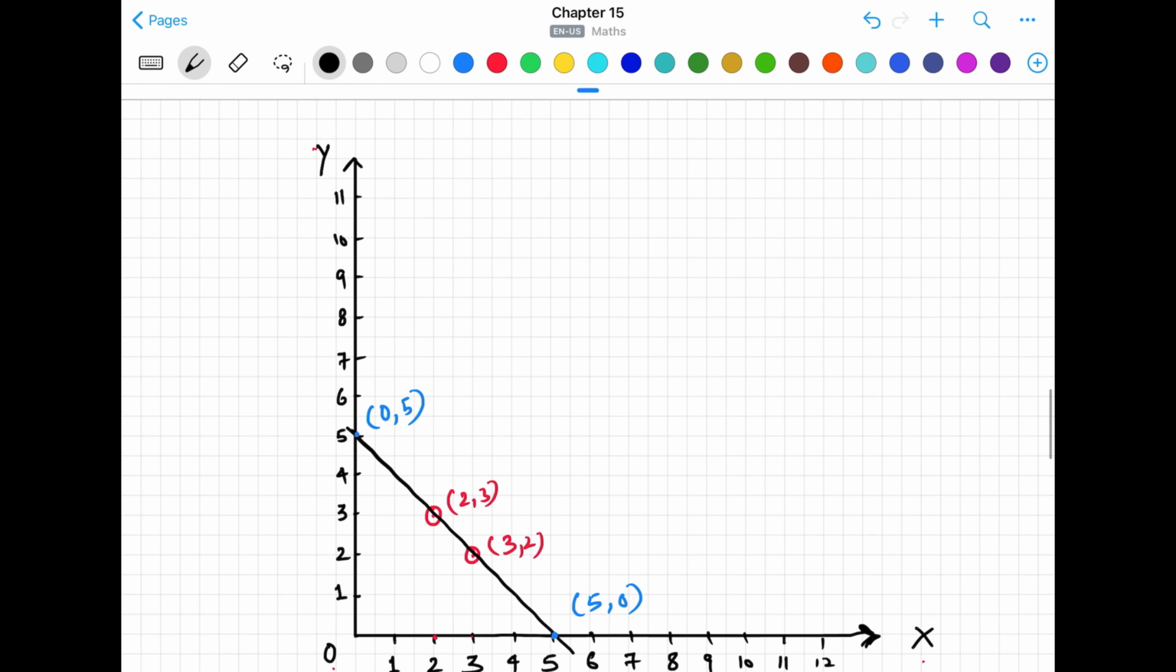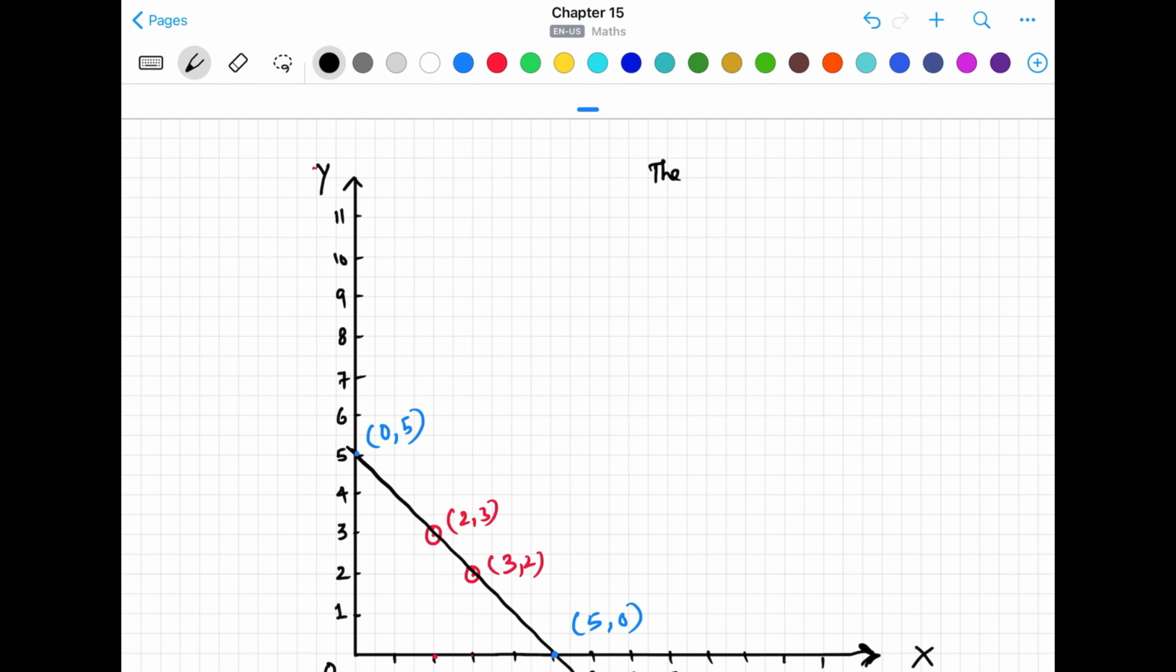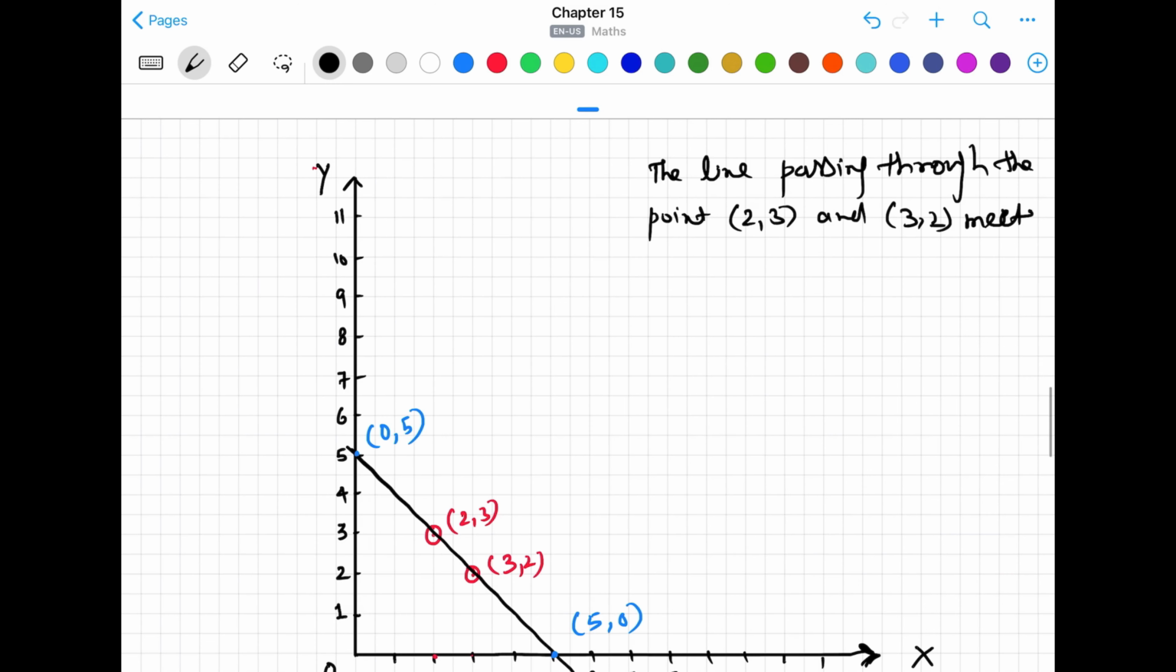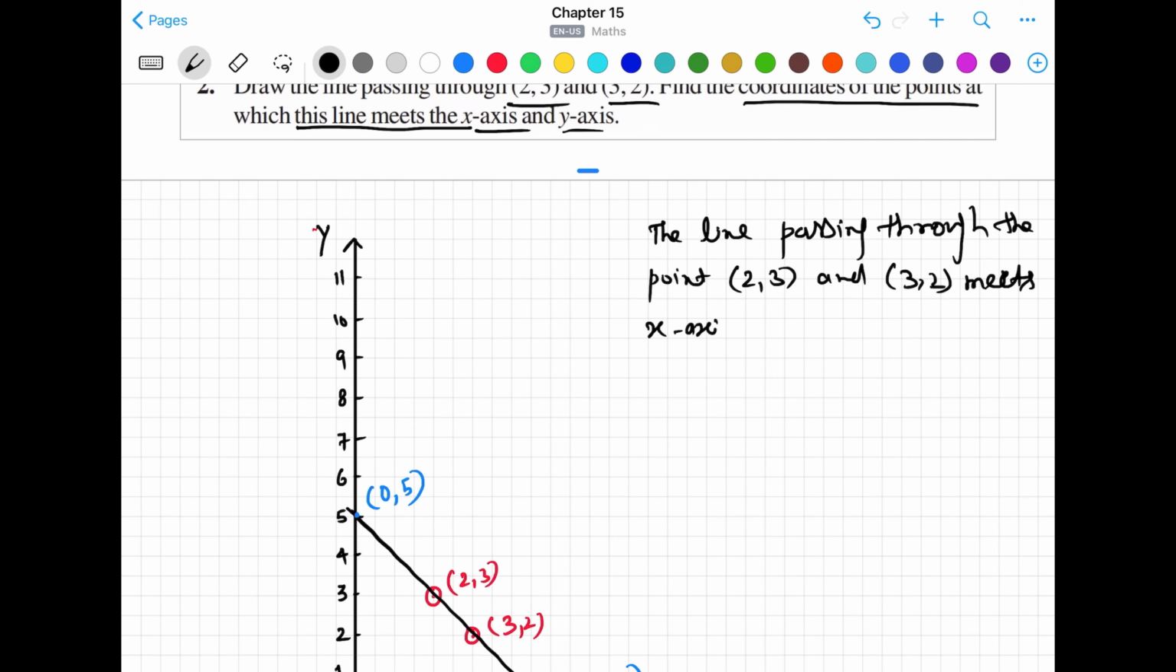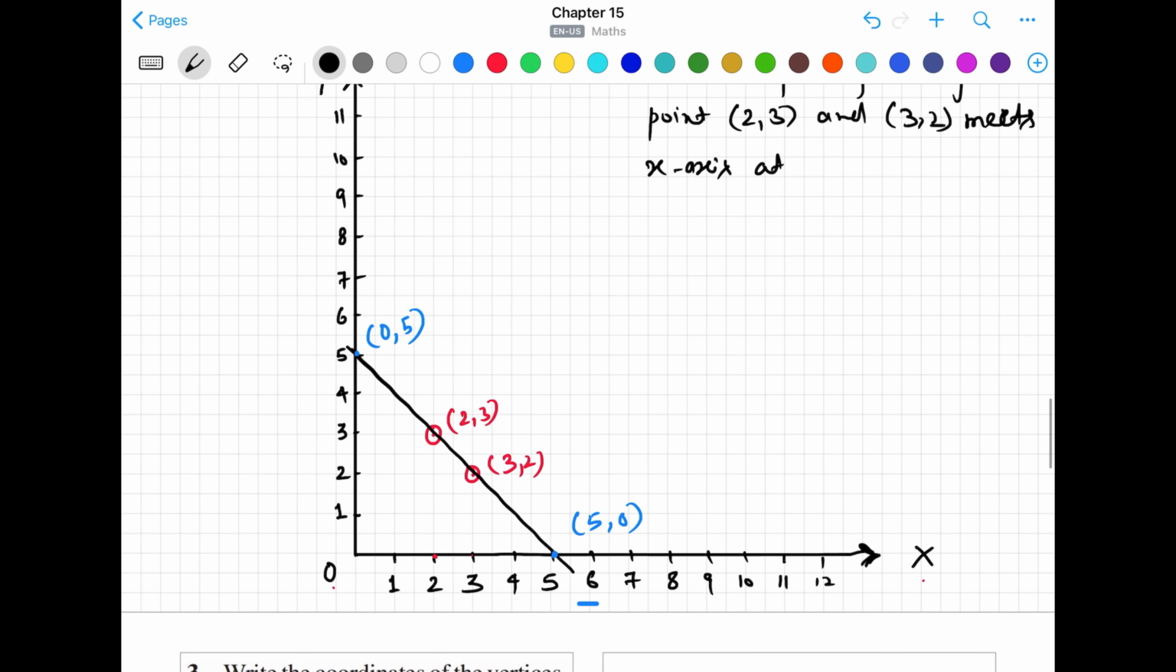So we'll write: the line passing through the points 2 3 and 3 2 meets the x-axis at 5 0 and the y-axis at 0 5. Okay, so that's the answer.